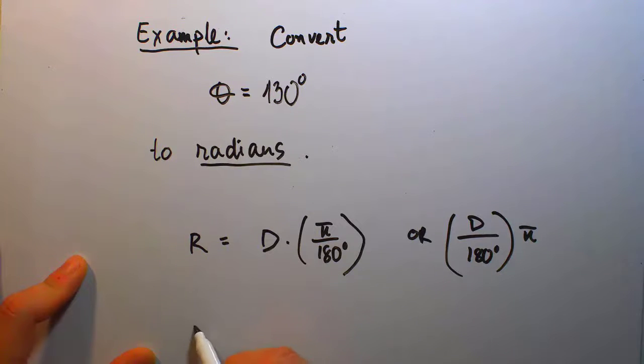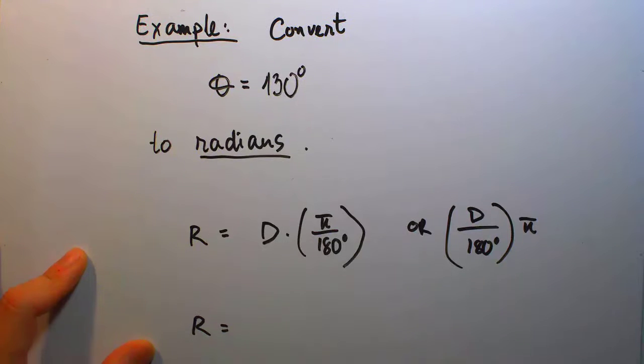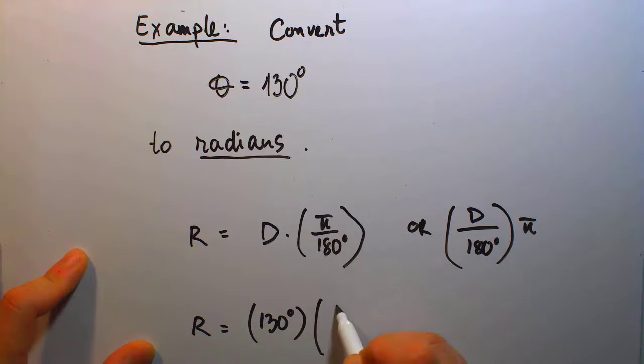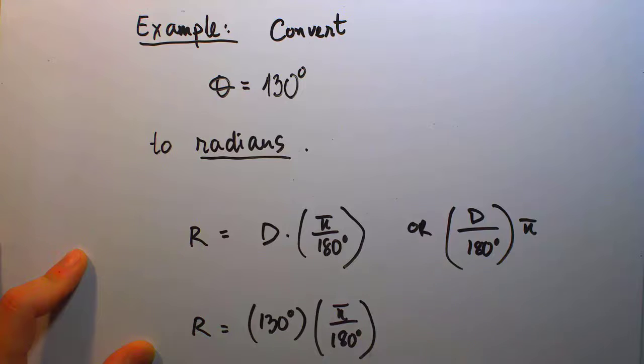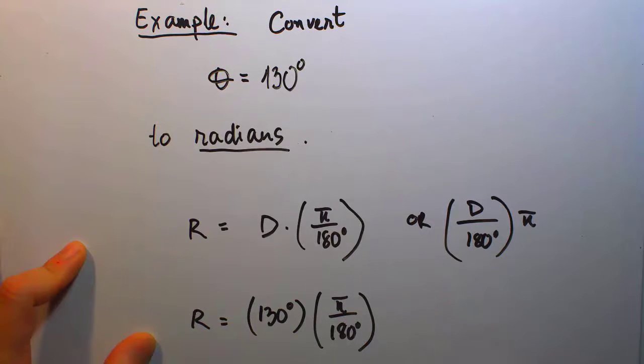And so now my radian out of this angle is going to be 130, the given degrees, multiplied with pi over 180. And so common factor 10 got cancelled out. So we're looking at 13 pi over 18. And that's our answer.